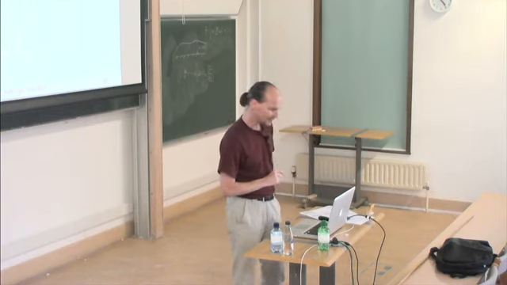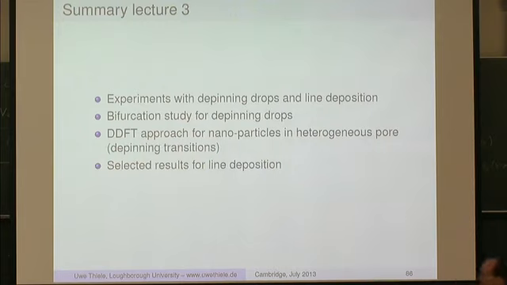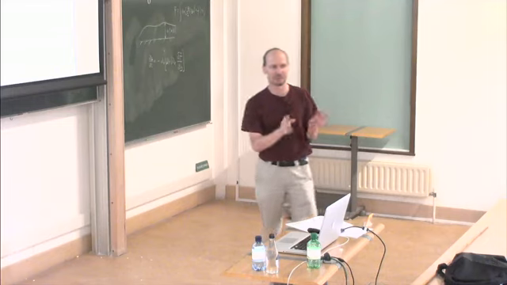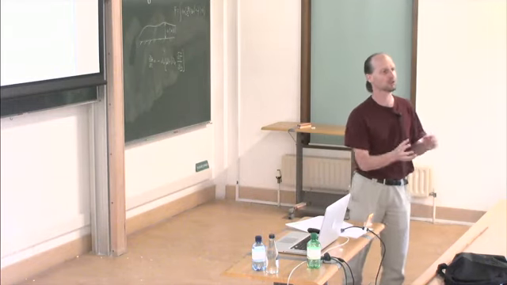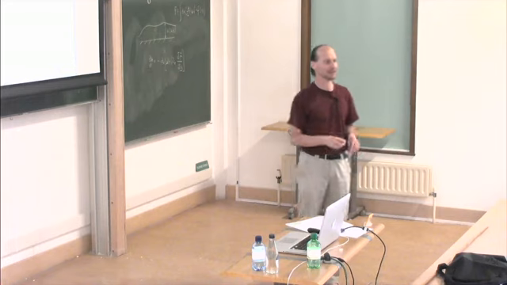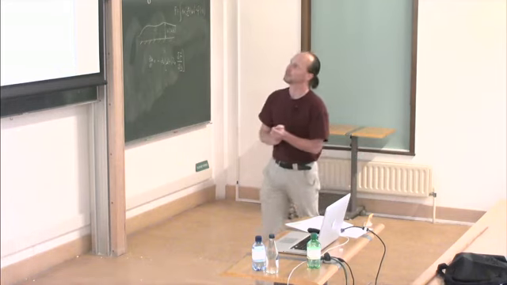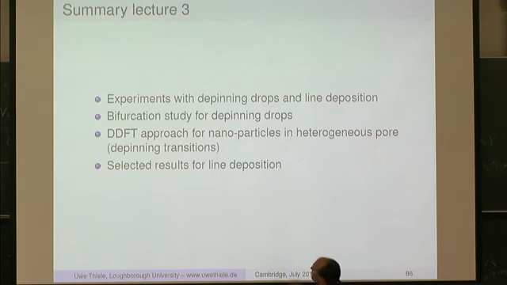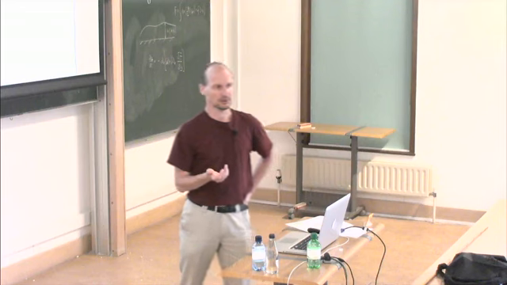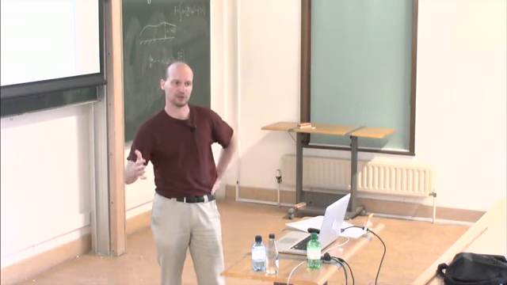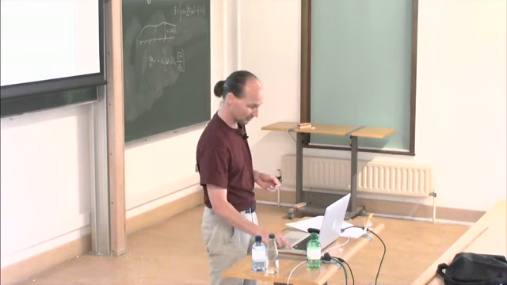So, summary. The last half an hour, I talked about some experiments with dewetting droplets and line deposition, and then I showed you examples of bifurcation studies. And let's say each of them is interesting in itself, but for me they become more interesting by looking at them all together and seeing what is similar, what is different, and so on. And I tried to tell you about some results for the line deposition, and there I think there's still some work to be done. For instance, there are no bifurcation studies for the 2D situation, where you have a lot of very crazy patterns.